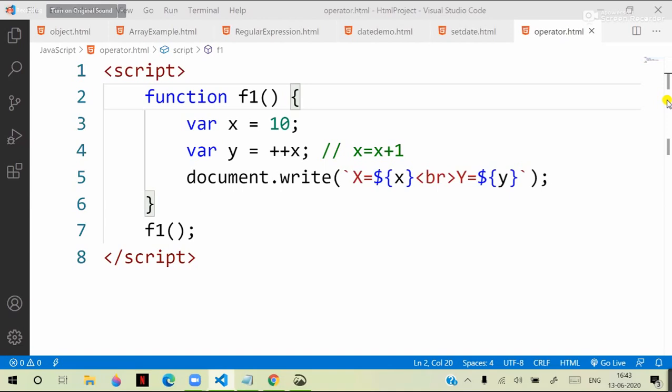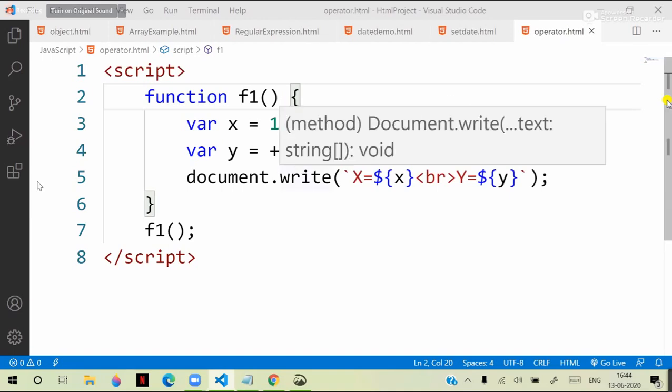All people are wrong. X will be 11, Y will be 11. Understood? Why? Because what will happen here?